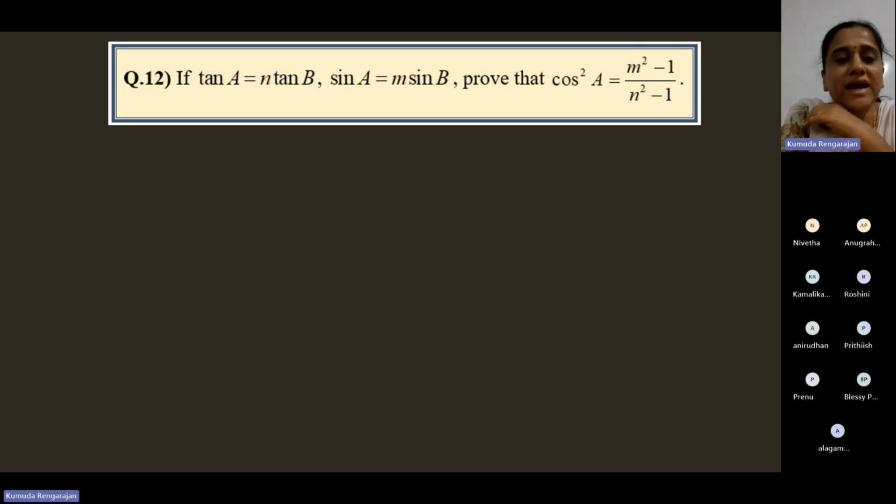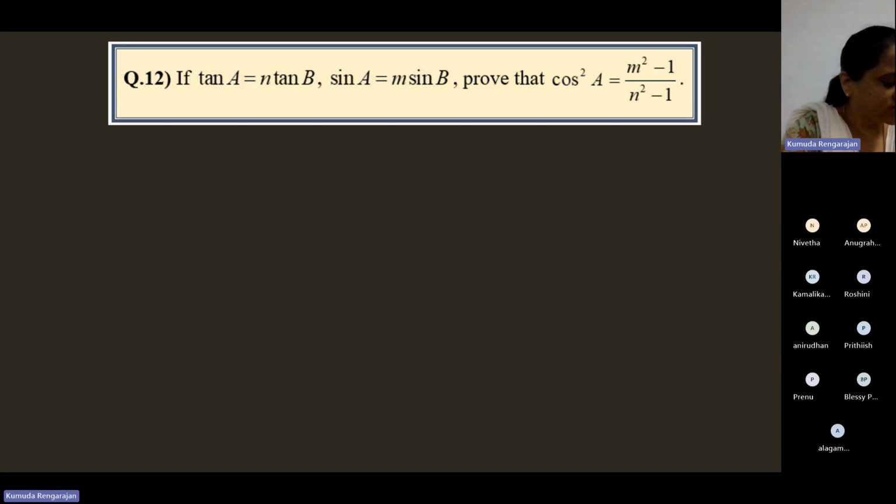So here, if tan A is equal to n tan B, sin A is equal to m sin B, prove that cos square A is equal to m square minus 1 by n square minus 1. So that means you should take m square minus 1 by n square minus 1, work that and show that the result is equal to cos square A.